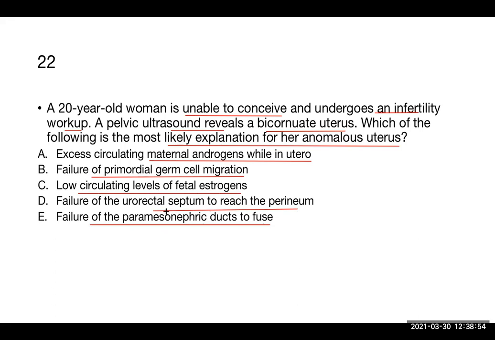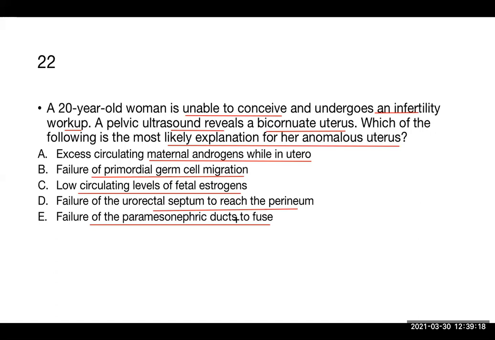So paramesonephric duct to fuse. That is your answer, right? Yes, sir. Okay. And that is a correct answer actually, because if you go back and see how the female internal genital tract is developed, this paramesonephric duct is the one which is developing that.